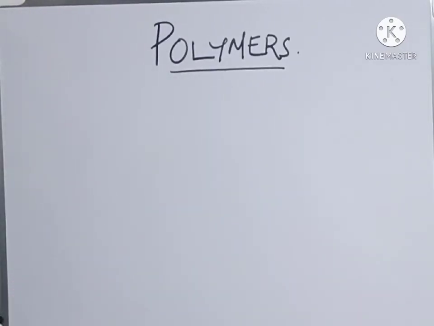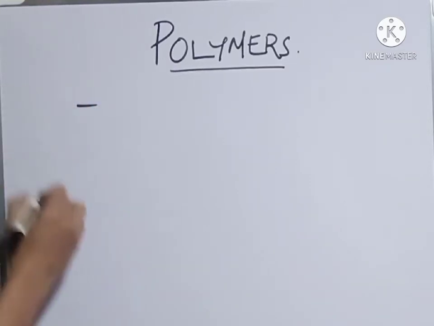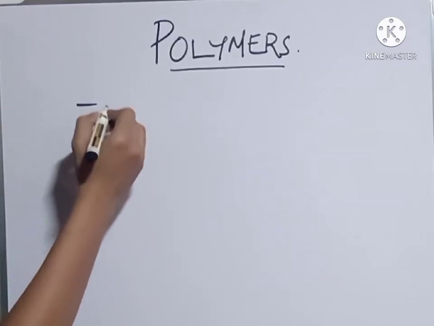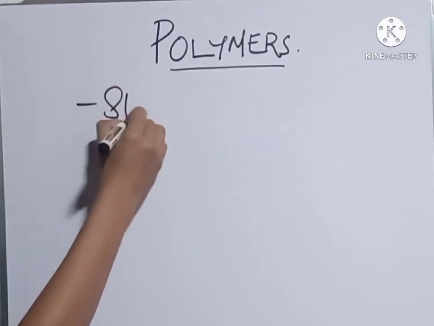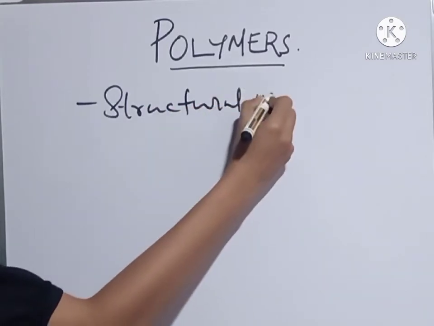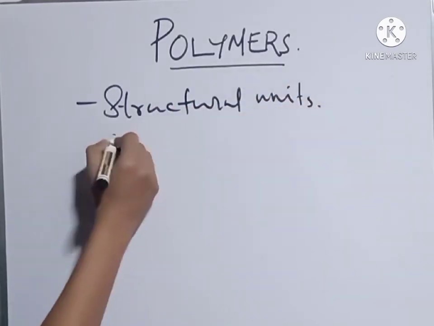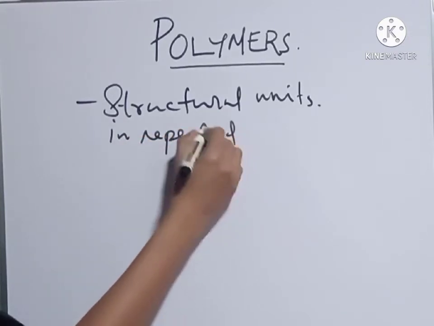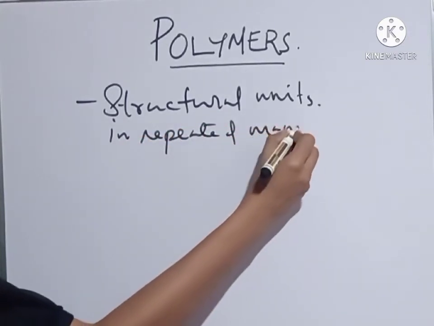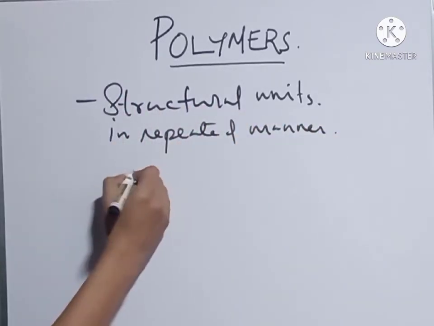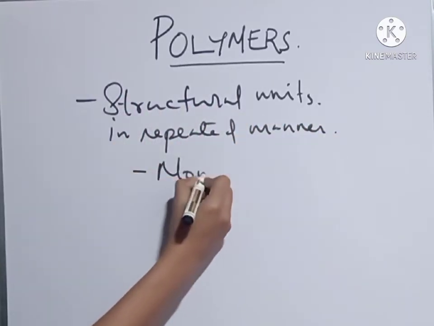Polymers. Polymers are the molecules having some specific structural units in a repeated manner. And this simplest unit is known as the monomer.